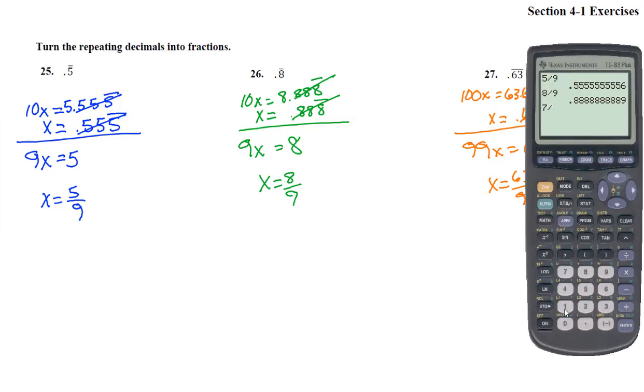7 divided by 11, 0.63636363636. The calculator has a 6 way out here, so it rounded that last 3 that it could display up to a 4. Excellent.